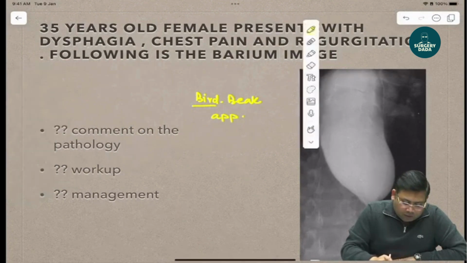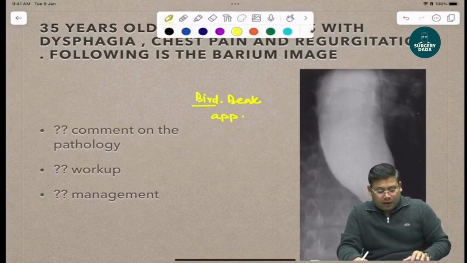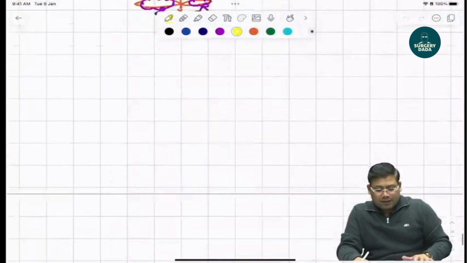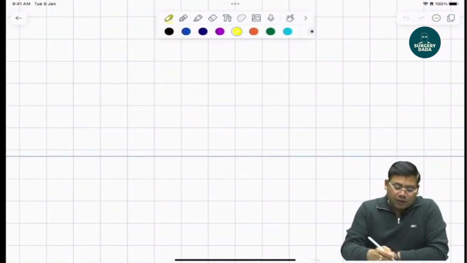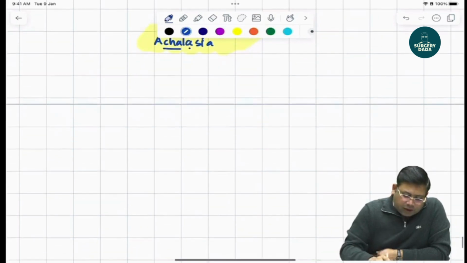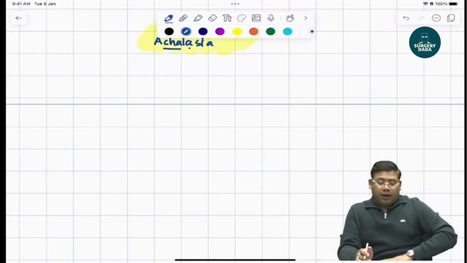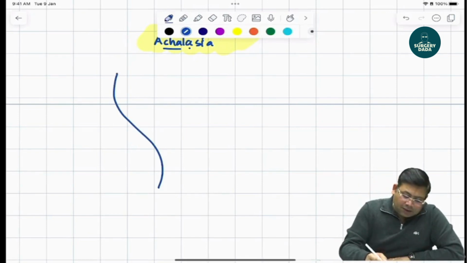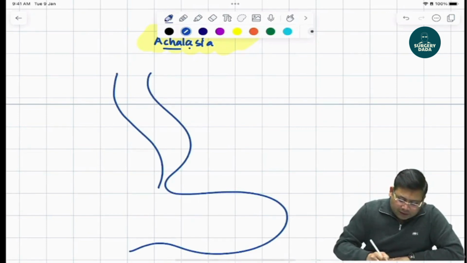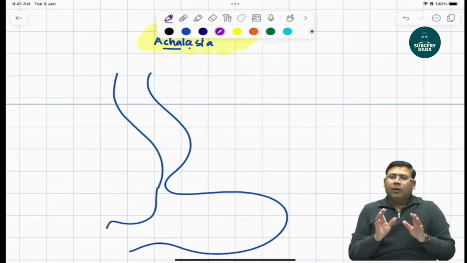Now let us discuss the pathology, how things happen, and the workup. Whenever we talk about achalasia, it is a part of motility disorders. I will not teach the complete motility disorder, I will just teach you what is happening in achalasia. The word achalasia means failure to dilate. So what is the pathology of the esophagus? Do you know the esophagus has two types of neurons?